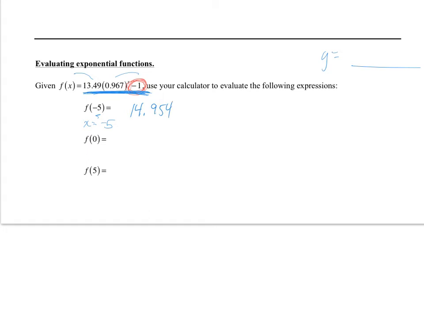14.954. Do the same thing using the same equation, looking at your table of values, and now look for when x is equal to 0. What is the corresponding y value? You should be able to get 12.49. And lastly, repeat the exercise, but now looking for when x is equal to 5. What is the corresponding y value? 10.406 rather.